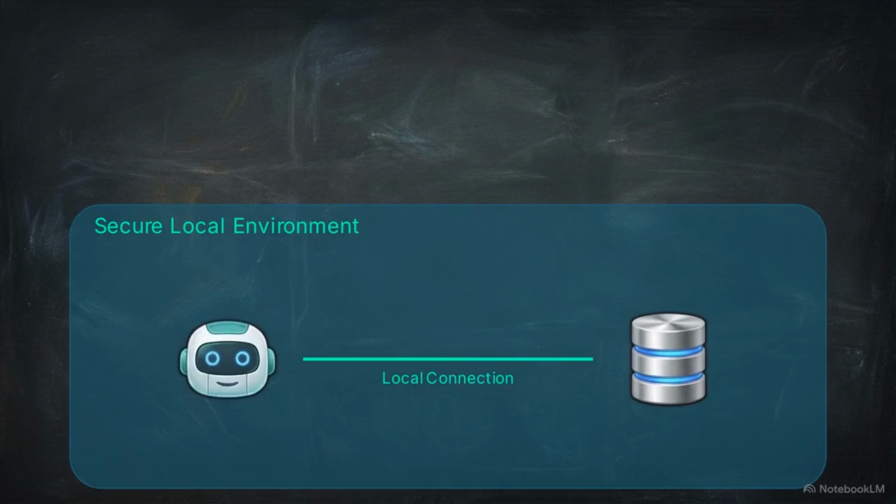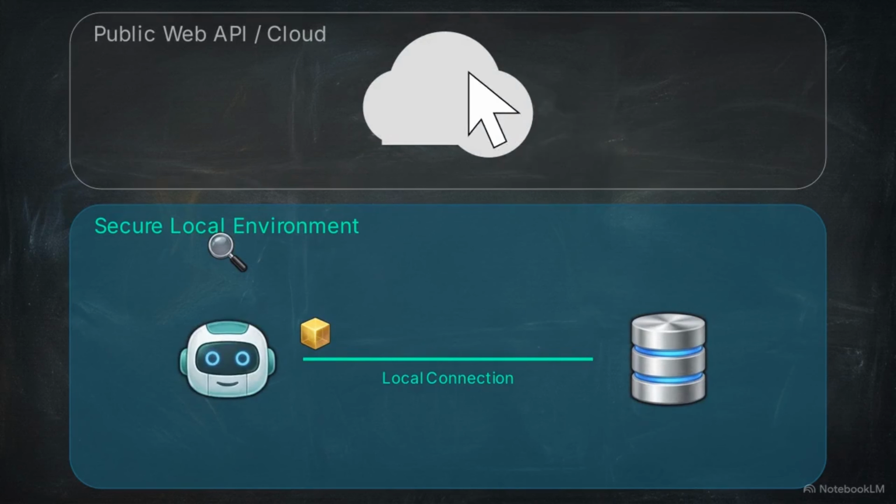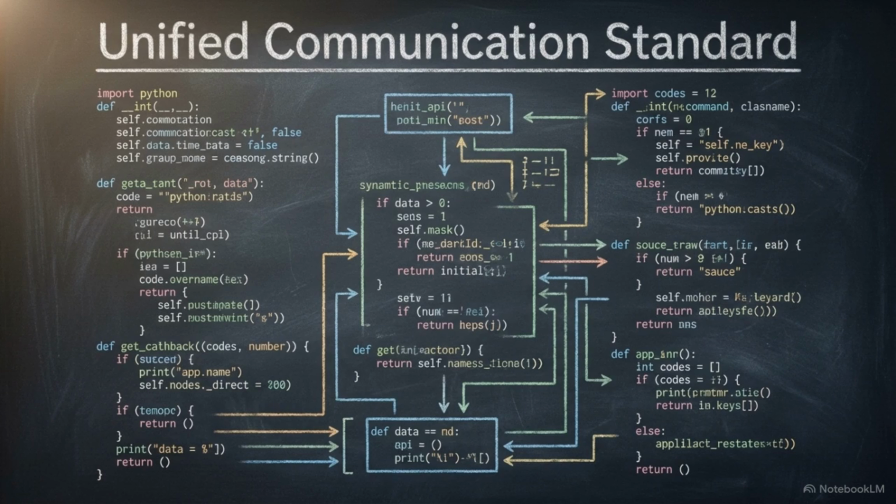A better approach is an AI assistant that lives exactly where your data does, on your local machine. Instead of sending data out, the assistant queries your local databases directly. It pulls exactly what it needs when it needs it without you ever touching the clipboard or exposing data to a public web API.